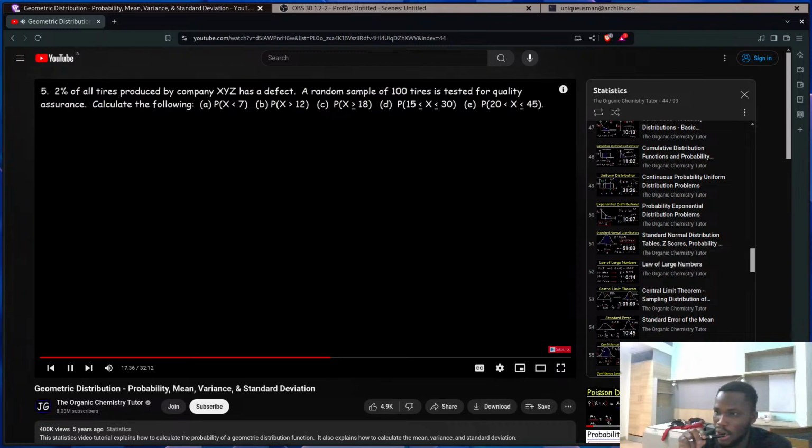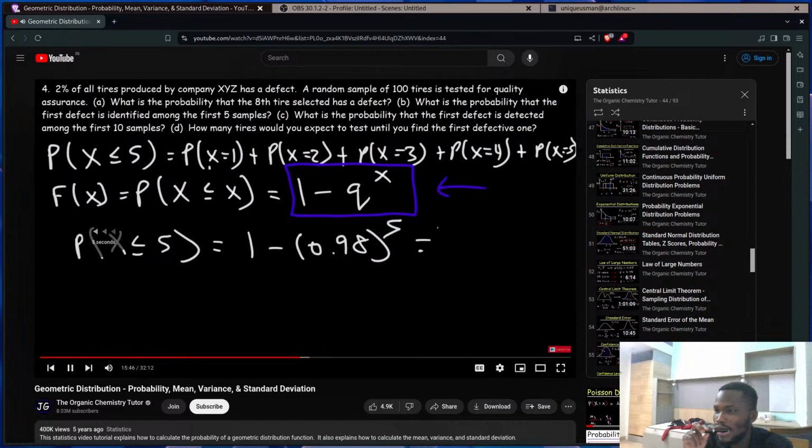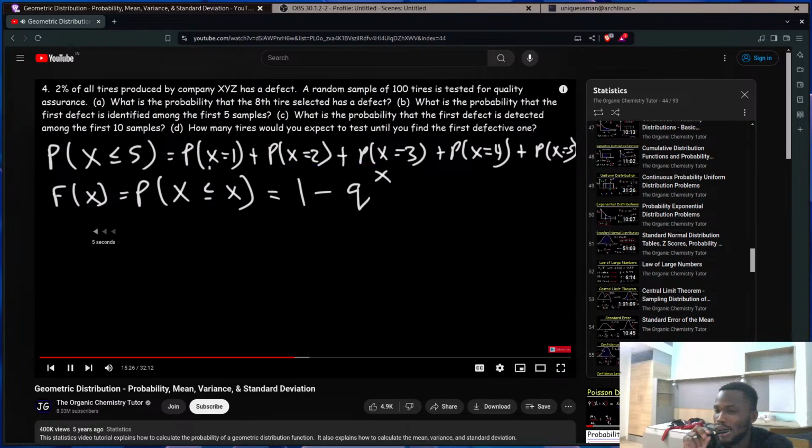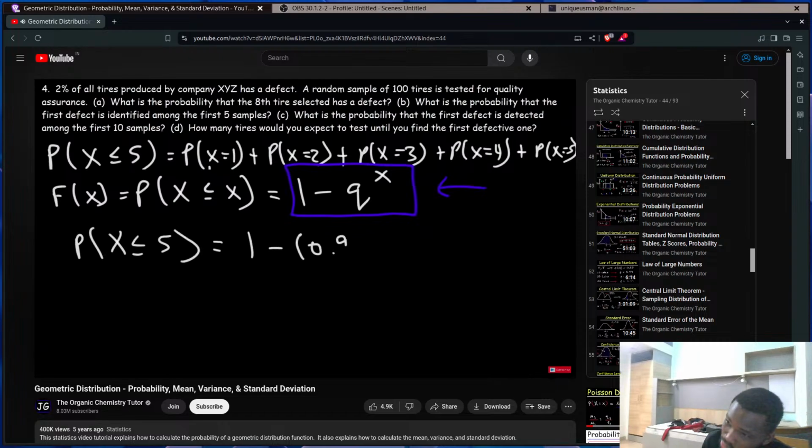What is the problem? How can we find the answer to that question? So go ahead and think about it for a minute. The probability that the first defective one occurs at or before the fifth tire, that is less than or equal to little x, is 1 minus Q to the x. So in this case, little x is 5. So this is going to be 1 minus 0.98 raised to the fifth power. So go ahead and type that in.